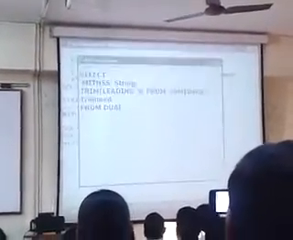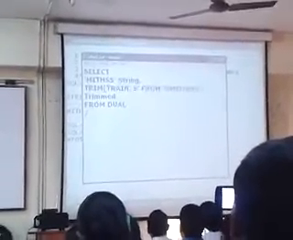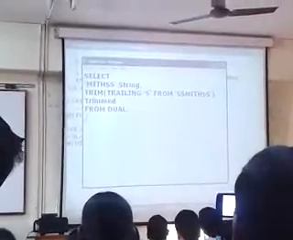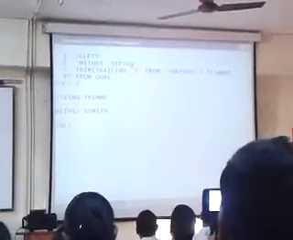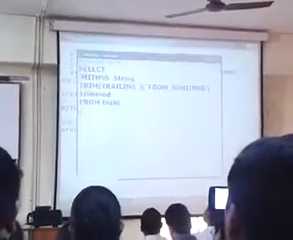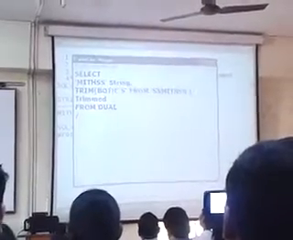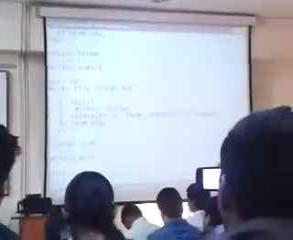I can always say in the place of leading, TRAILING 'S'. Okay, whenever I say trailing S, it cuts from the right side. Now, you can even use a keyword called BOTH. It cuts from both the sides. This is what is generally the construct of trim.